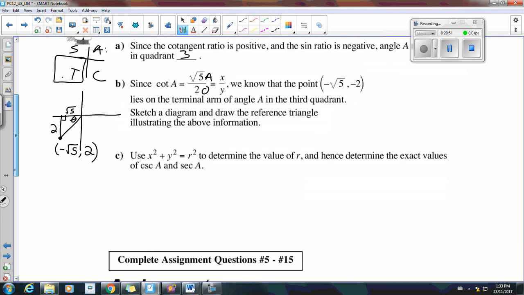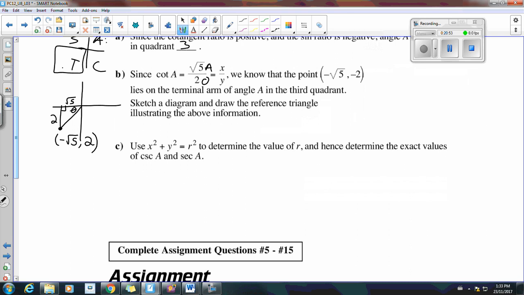It's very simple to determine your hypotenuse now. It's just root 5 squared plus 2 squared equals your radius squared. And you'll get that your radius is 3. So now we need to determine the rest of the ratios. Oh, sorry, we just need to do cosecant and secant.